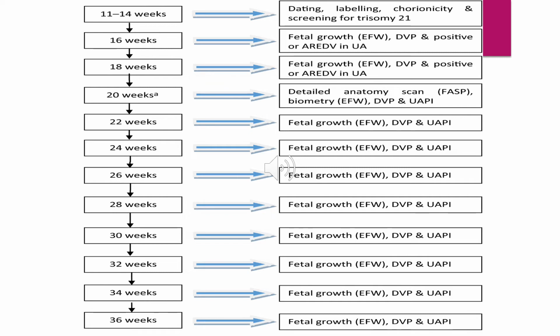Then you will have scans every 2 weeks from 16 weeks for the prediction of twin-twin transfusion syndrome. We do fetal growth and amniotic fluid assessment using the deepest vertical pocket, as well as the umbilical artery Doppler every 2 weeks for early detection of twin-twin transfusion syndrome. At 20 weeks, we will have the anomaly scan, and then we continue every 2 weeks till 36 weeks gestation.